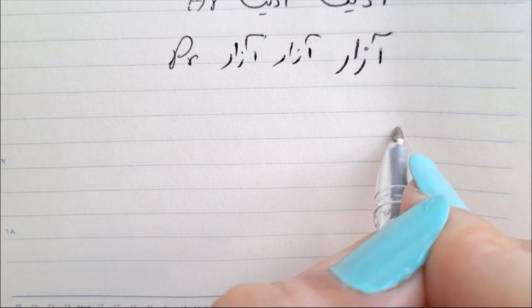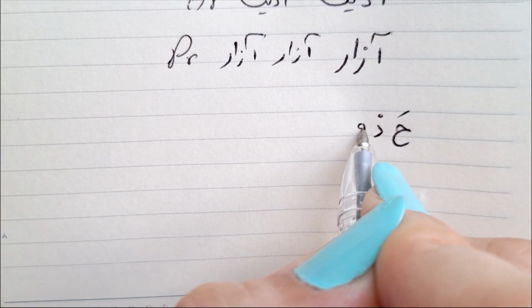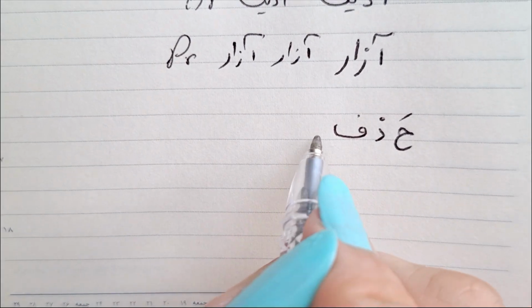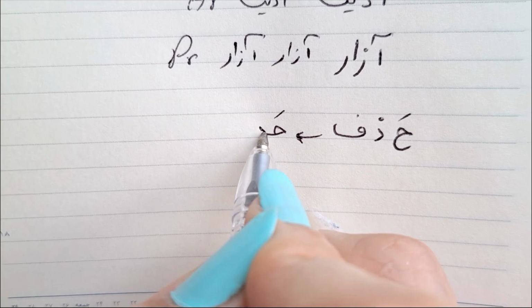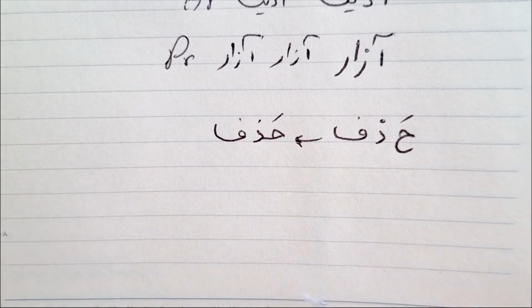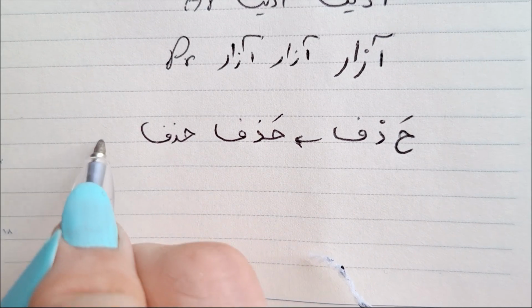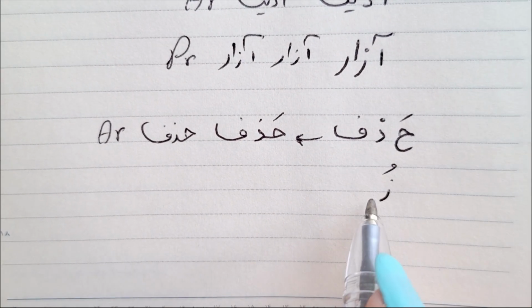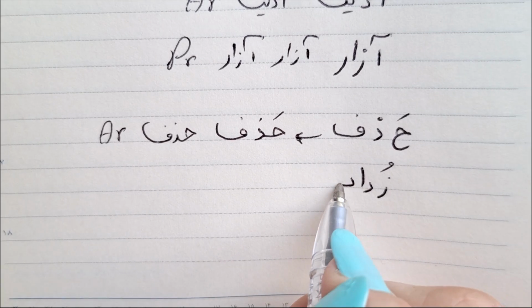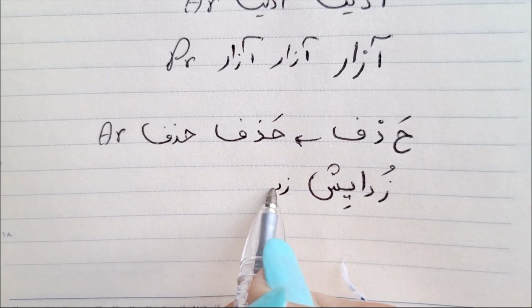Another example, h plus a plus zal plus f, together, hazf. Hazf means removing, and it's Arabic, so instead we use the Persian word which is zodayesh. Z plus o plus d plus a plus y plus e plus sh.